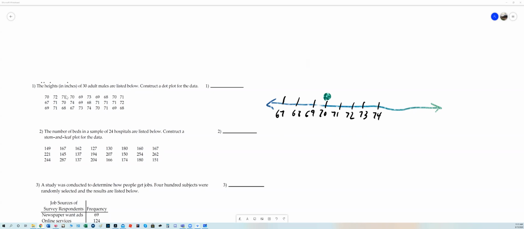72. 71. 70. 69. 68. 70. 71. 67. 71. 70. 74. 69. 68. 71. 71. 71. 72.